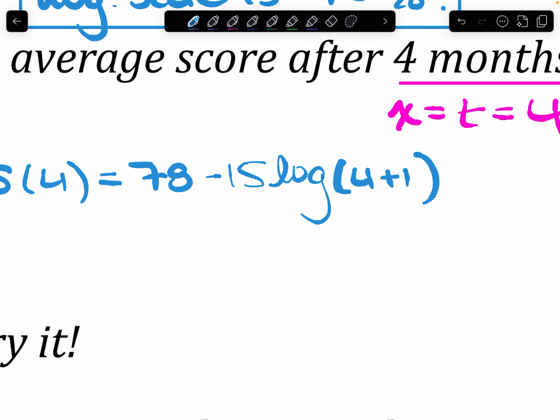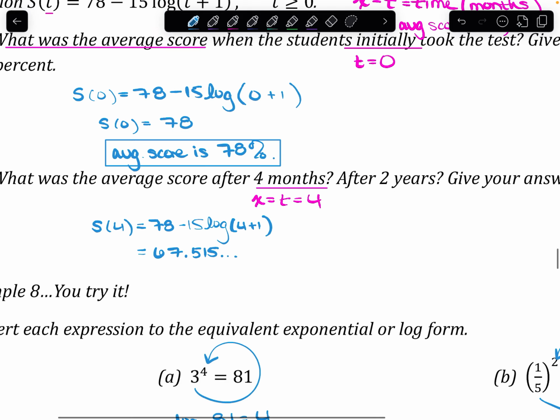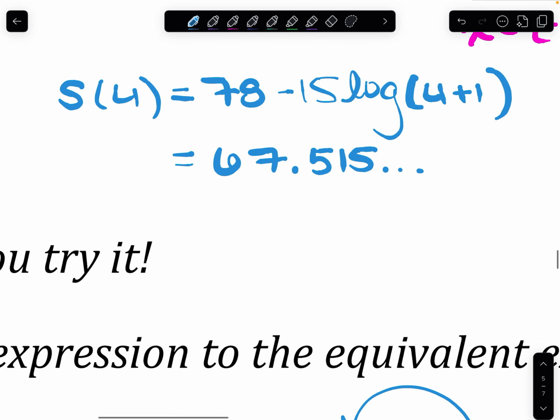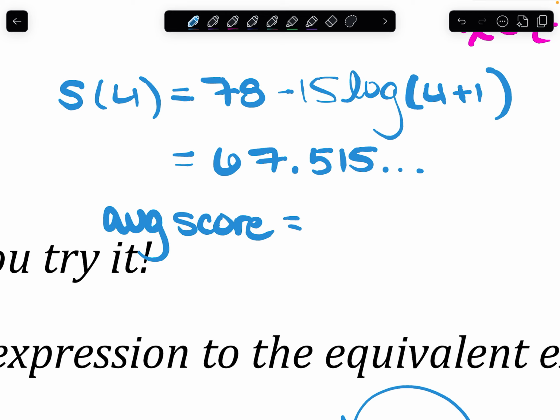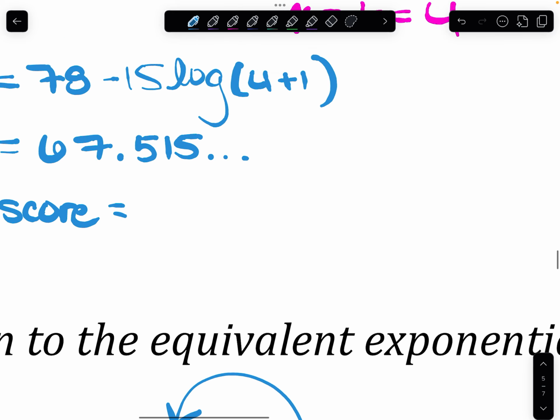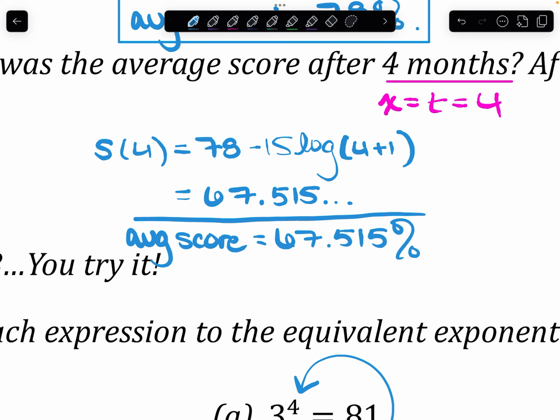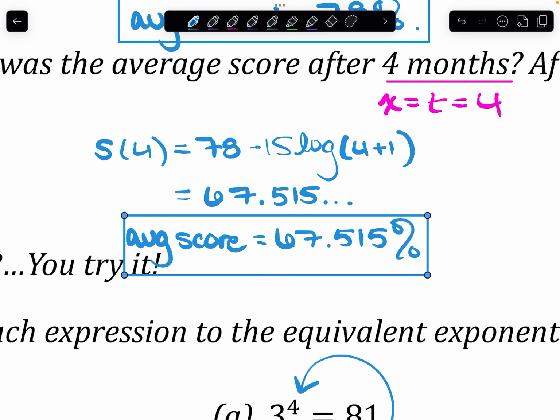So from the calculator, we get 67.515 because there's a whole lot of numbers there. So I'm going to go reread. Give your answer to 3 decimal places. So this is the average score after 4 months. It's 67 point 5, 1, and then it's 5, 4. So that's going to stay a 5. So after 4 months, 67, 68-ish average. So that's not bad to me.